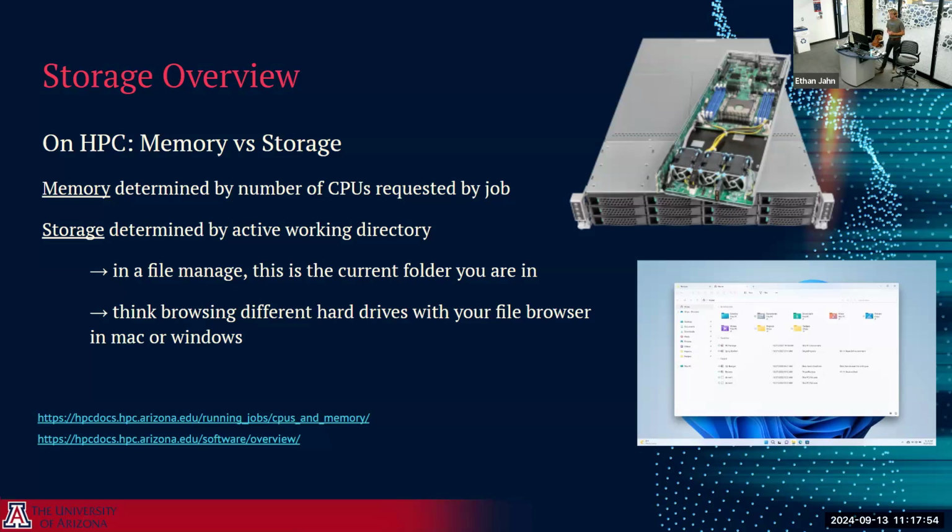And the storage is determined by which active working directory you are on. So there's a few different shares that we have in the main HPC file system, and we'll talk about those in just a moment. When you're thinking about the different shares on the HPC, effectively what you can imagine is you have different hard drives, right? I've plugged 5 different hard drives into my computer, and each of them has a different amount of storage. One might have a terabyte of storage, and one might just have a few gigabytes of storage, right? So when you're going through different folders, think about moving through different physical hard drives.